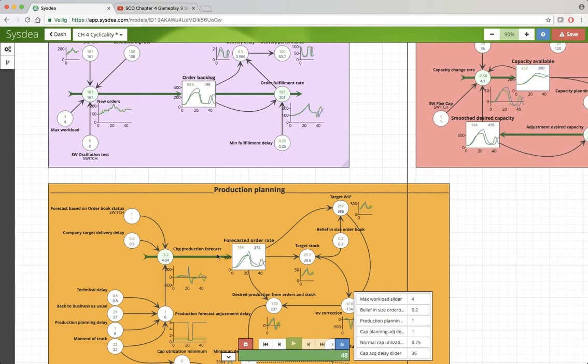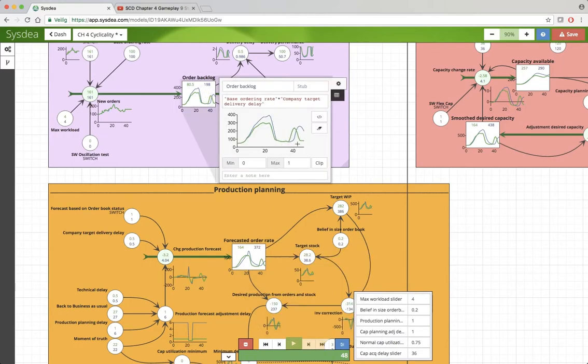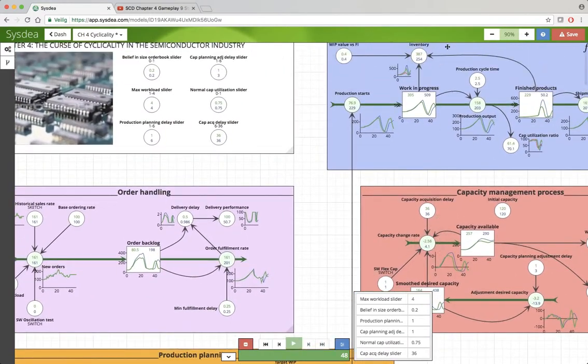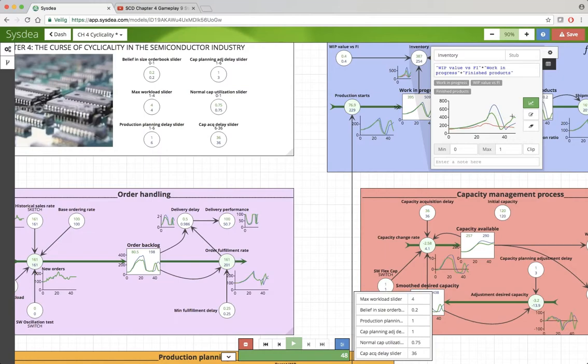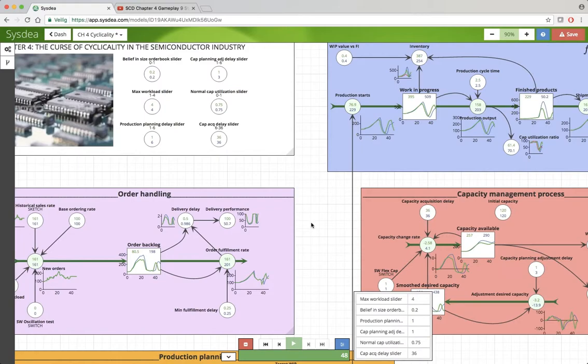In combination, it's nice to see that in terms of forecast, we now have a quicker response, but there's also more oscillation. The same is true for order backlog, perhaps even also for inventory, more oscillation in the various versions of our simulation. So quickening these planning delays, both for capacity and production, does help a little bit. It doesn't help everything. It doesn't really solve the problem at all.